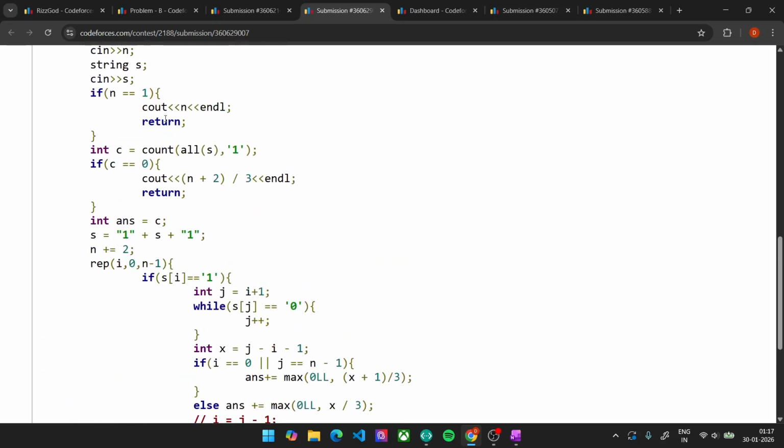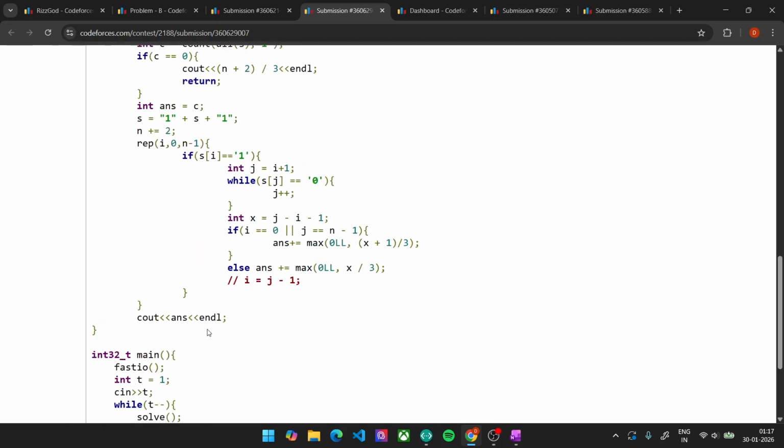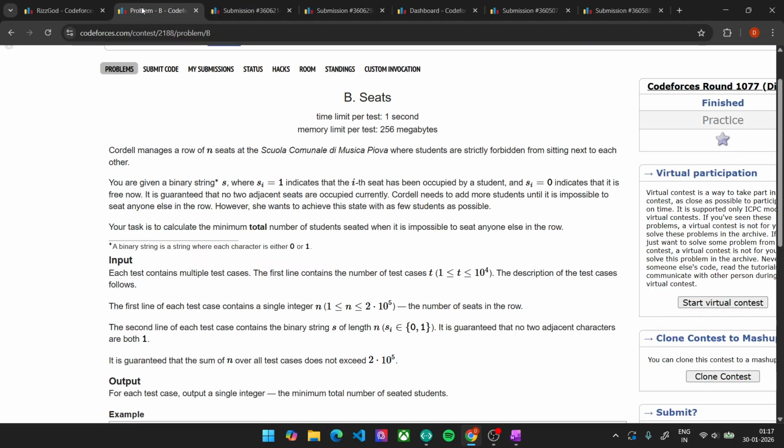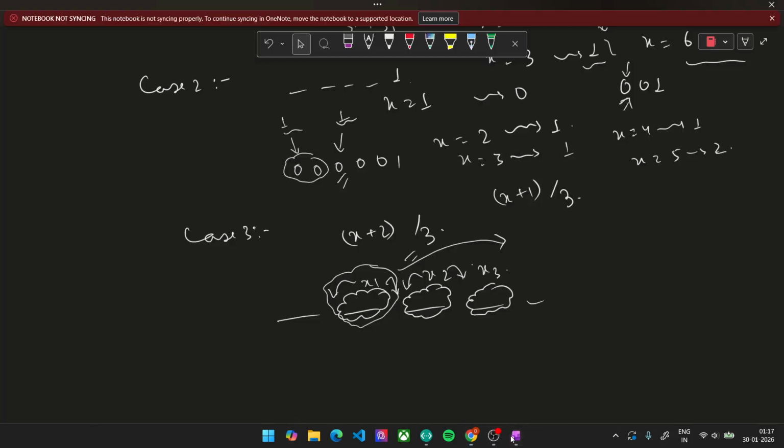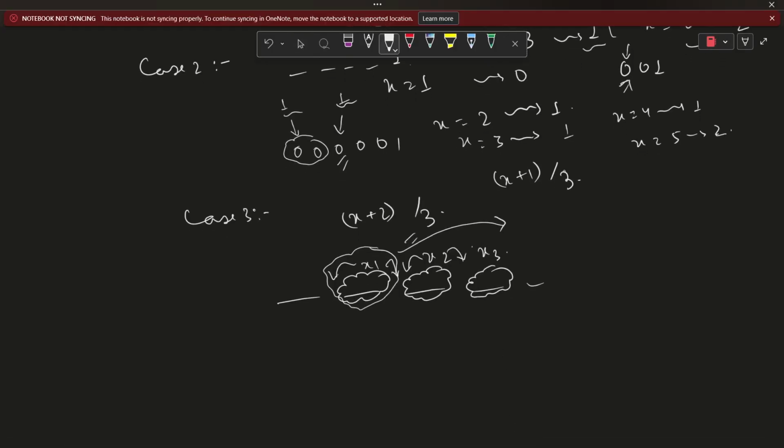And I am initializing my answer with c. C denotes my initial number of ones in the string. So that's it for this question. Let's discuss the time complexity. The time complexity is just big O of n, and the space is also big O of n.